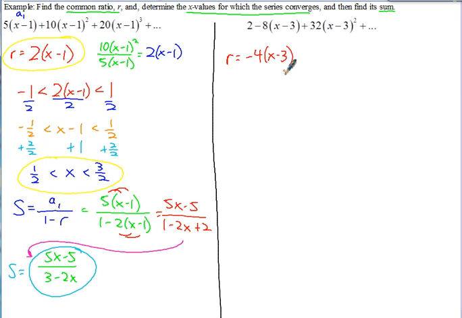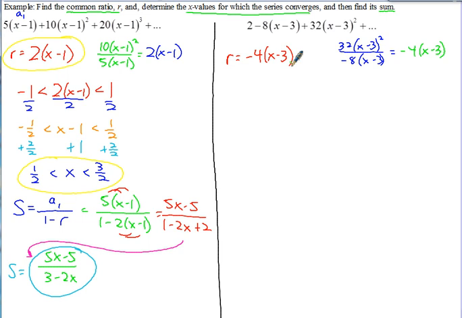Again, you can also get that by just taking one of the terms divided by the previous one. So we took 32(x - 3)² divided by -8(x - 3). You can see 32 divided by -8 is -4, and when x minus 3 reduces out, you get the same thing. You get the same thing if you take -8(x - 3) divided by 2, it would just be -4(x - 3). So that just confirms that it is a common ratio.